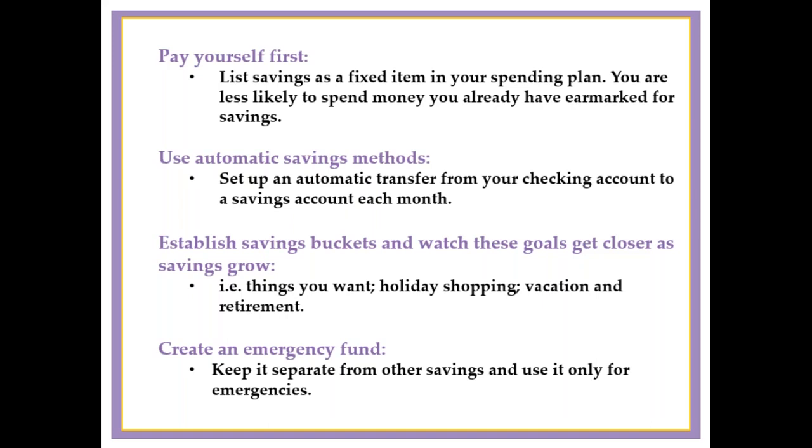Save all or part of a certain type of income. Designate your tax refund, annual bonus, tip money, birthday money, proceeds from garage sales to the savings account. Establish savings buckets and watch these goals get closer as savings grow. For example, buckets could be things you want, holiday shopping, vacation, retirement.